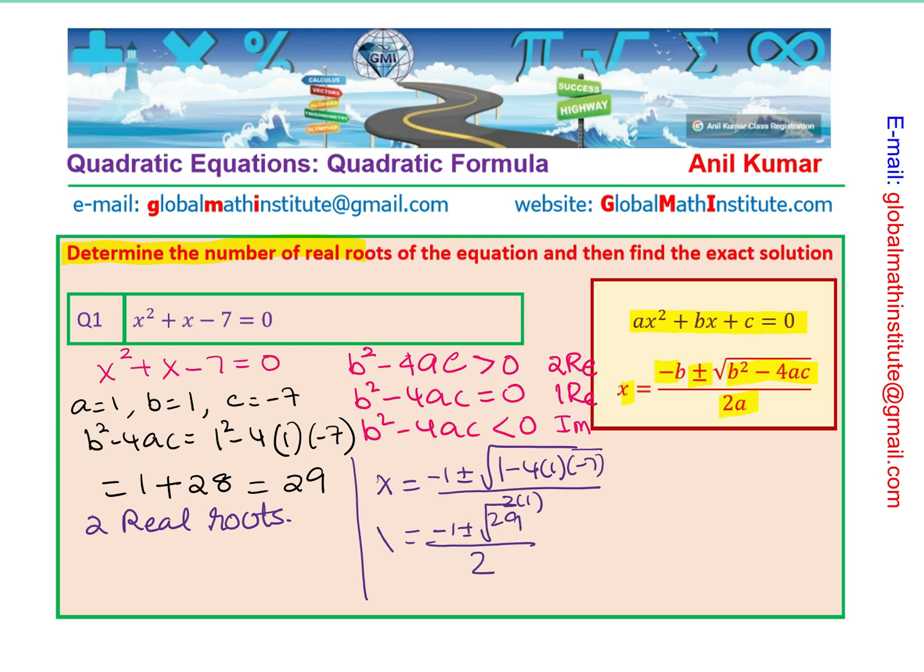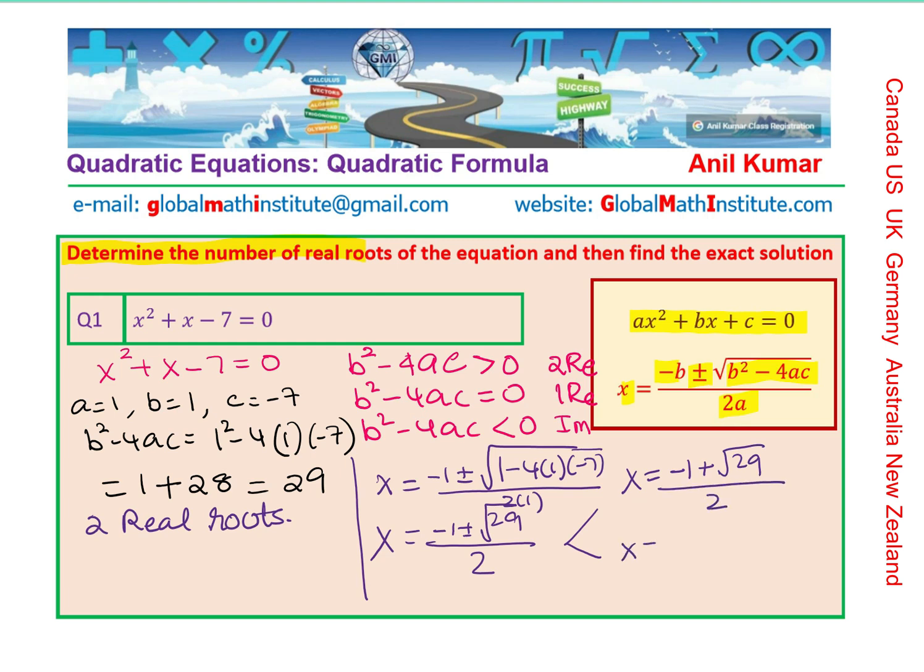divided by 2. So we have two answers for this, and our solutions are x is equal to minus 1 plus the square root of 29 over 2, or x is minus 1 minus the square root of 29 over 2. Is that clear to you? So we have found that b squared minus 4ac was positive, therefore we have two real roots, and their values are minus 1 plus square root 29 by 2, and minus 1 minus square root 29 by 2.